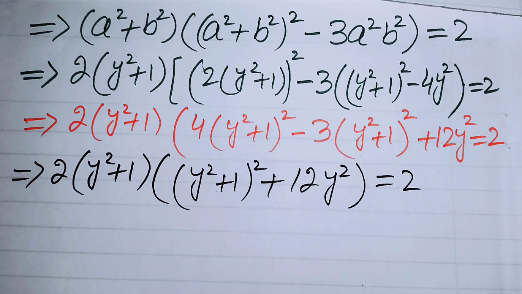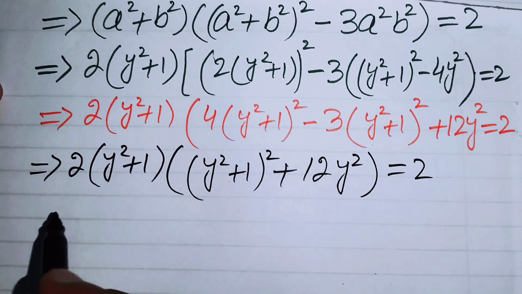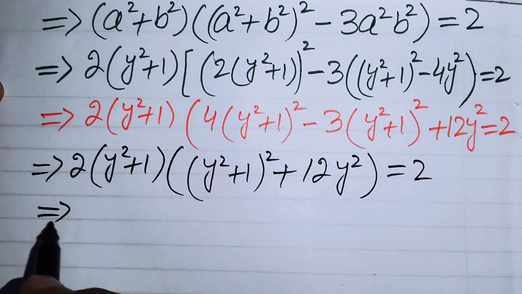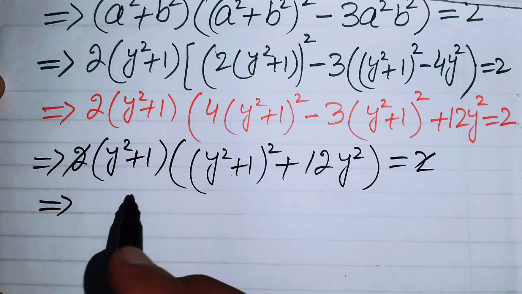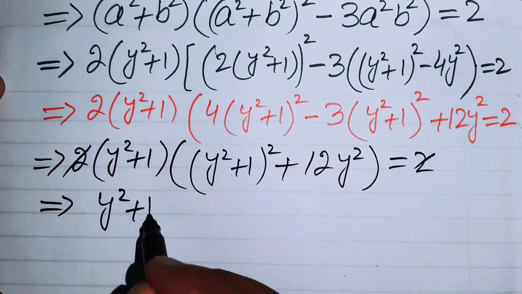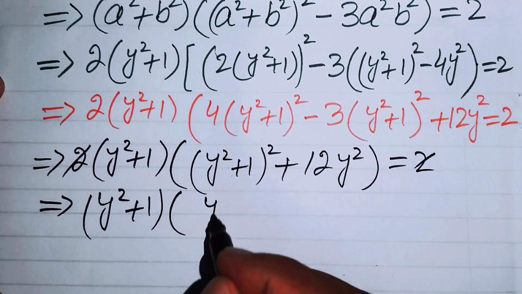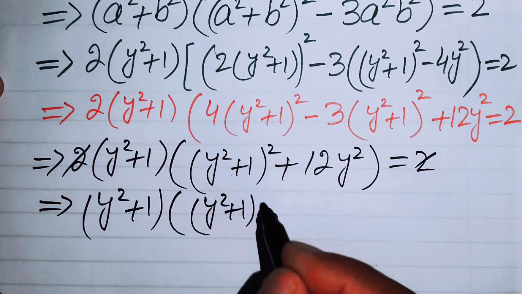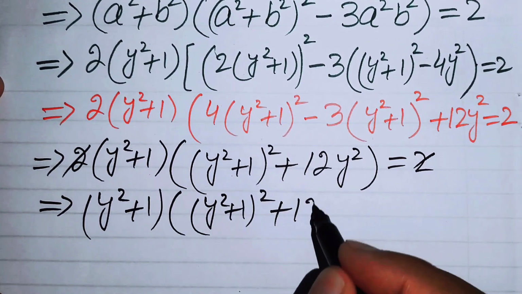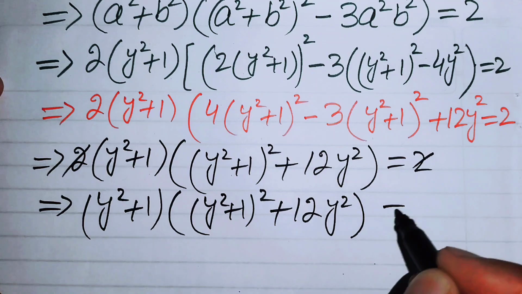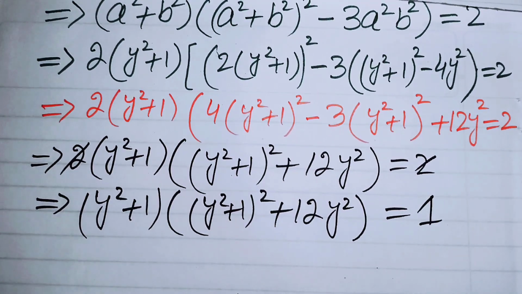And after this step I can just, here you have 2 and 2, so that we will divide both sides by 2, so that this 2 and 2 are gone, and you obtain y square plus 1 times of y square plus 1 whole square plus 12 into y square and whole is equals to 1.